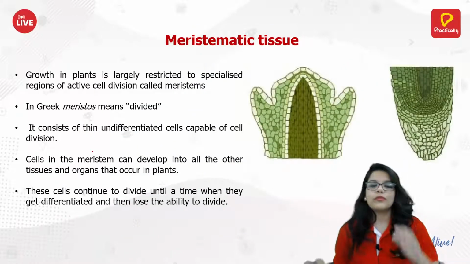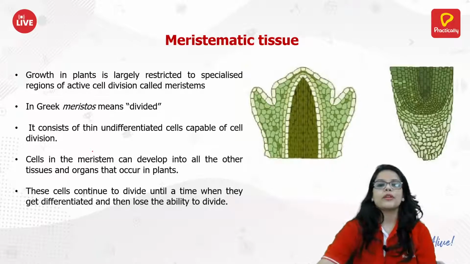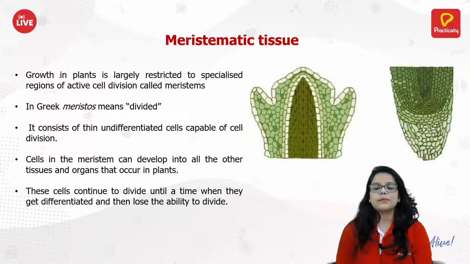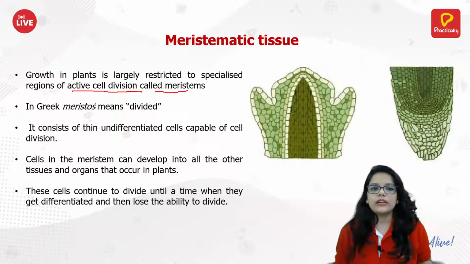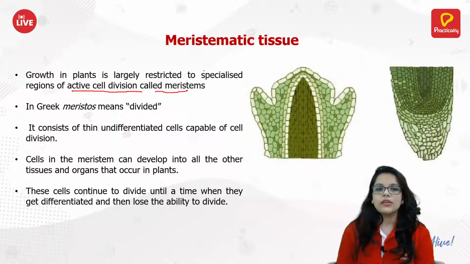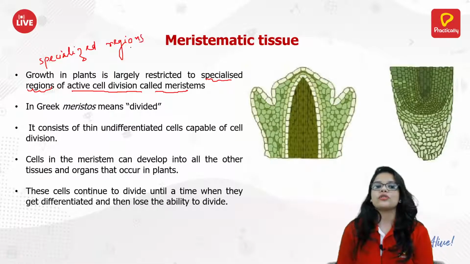Okay, so the first is the meristematic tissue. The growth in plants is largely restricted to the specialized region of active cell division called meristems. As I said, they keep dividing. So they are not present everywhere. They are restricted to some specialized regions. Because this has to divide, no? So only specialized regions can be growing.